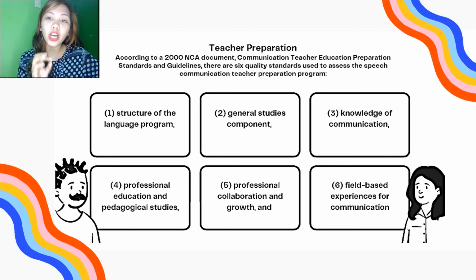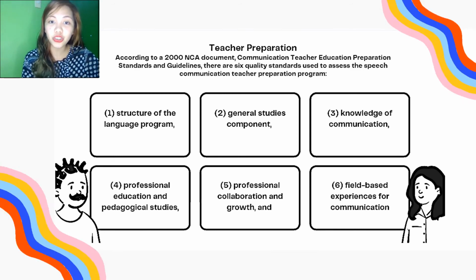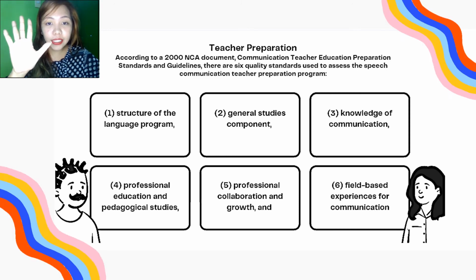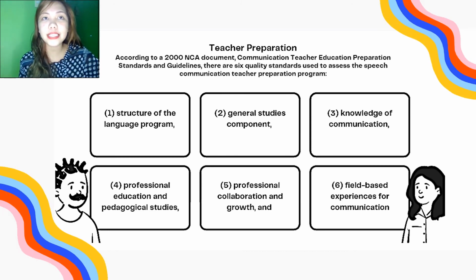Third is knowledge of communication. Dapat may alam ka kung ano yung tamang way ng pakikipag-usap. Fourth is professional education and pedagogical studies. Dapat graduate ka ng 4-year degree sa education. And then, fifth one, we have professional collaboration and growth. Dapat kang umattend ng mga trainings and seminars kasi dito, iba't ibang strategies and knowledge yung mapupulot.